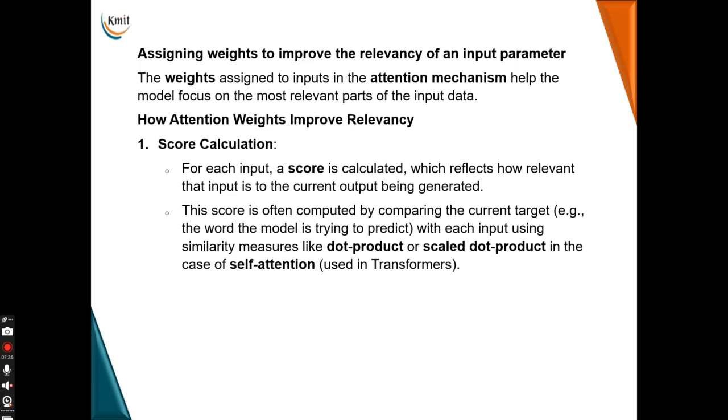First, we do something called score calculation. For every input parameter, we assign some weight, and we try to calculate its relevancy score. So how do we compute? Using certain measures like dot product, scaled dot product, which are listed out here. We use some of these calculation mechanisms to calculate the relevancy score for the input parameter.